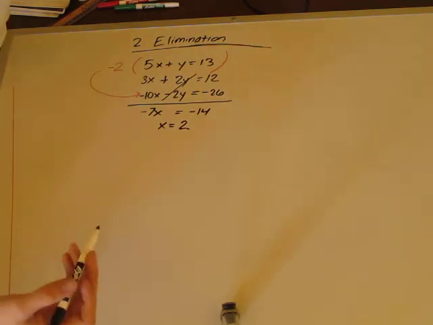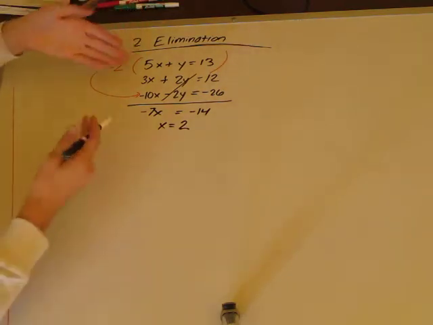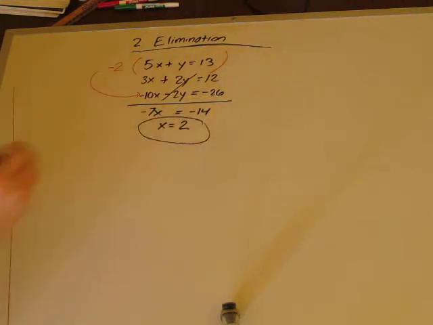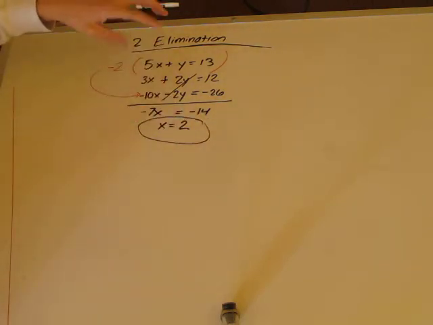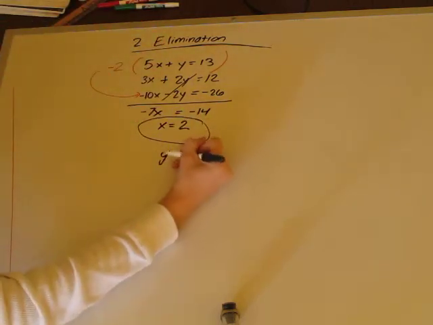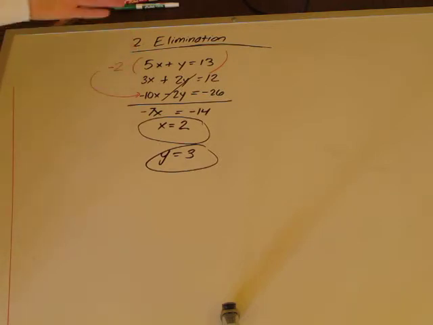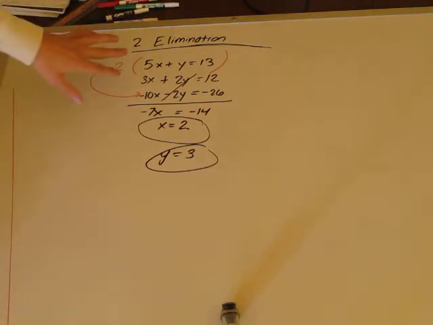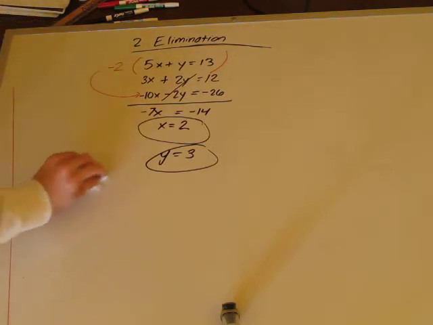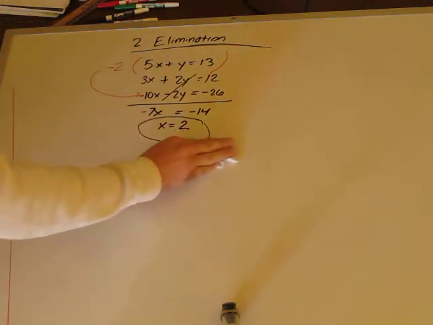Now from here on out, that's the only difference, is this first step. From here on out, you're going to do the same exact thing you did before. You're going to plug this in for one of those, and it's going to give you y equals 3. So the only difference is that we're multiplying one of the equations by a constant in order to cancel out one of the variables. Now we could have multiplied both equations by a constant in order to cancel out the x's, but it's more work and it's not very necessary.